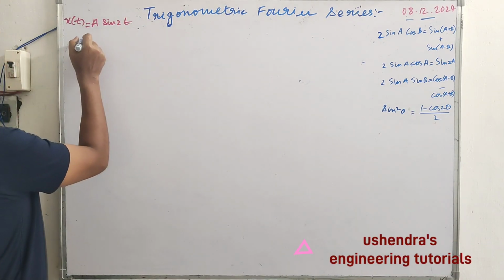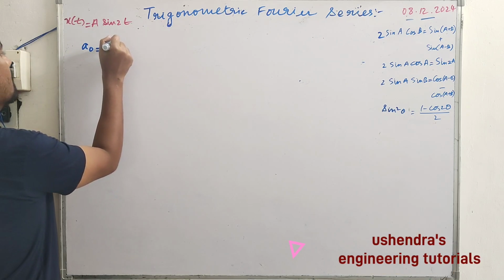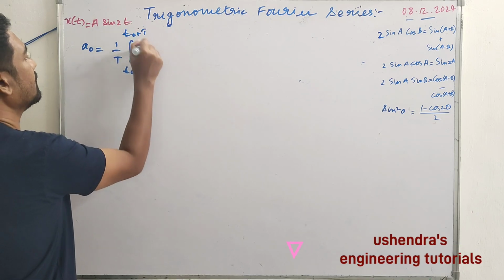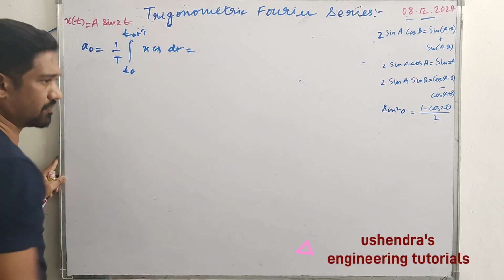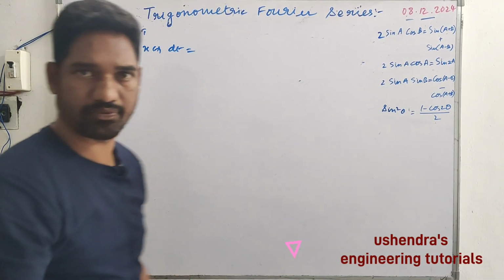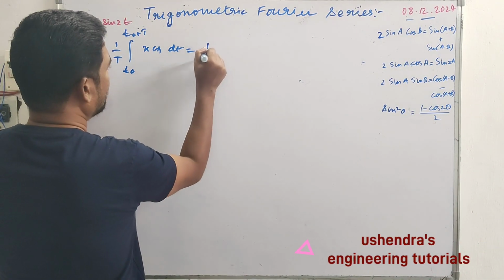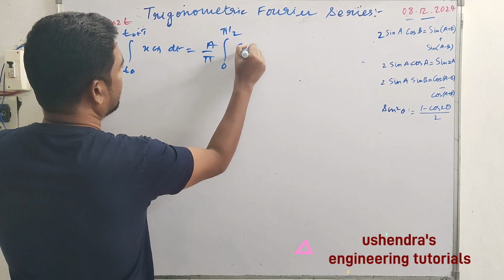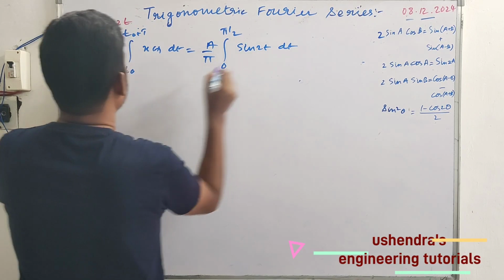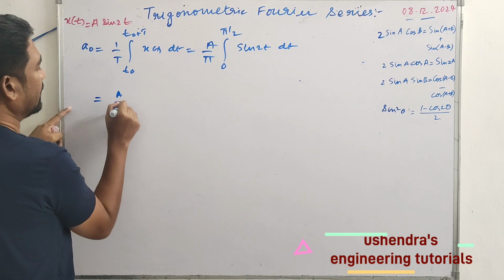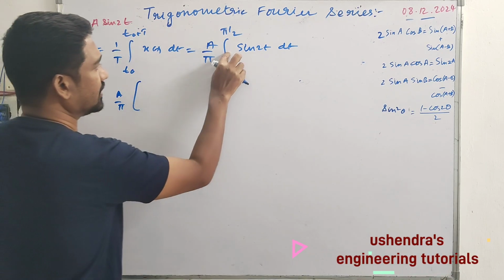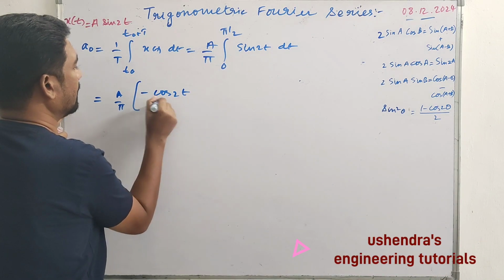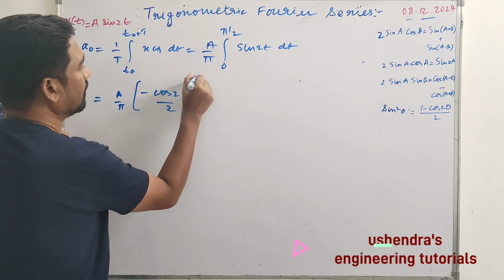Now, how about a naught? The general expression for calculating a naught in any trigonometric Fourier series is 1 by T integral from t naught to t naught plus T of x of t dt. Now for this waveform, T is pi and the integration is from 0 to pi by 2. x of t is a sine 2t dt. Expanding this, a by pi as it is, the integral of sine theta is minus cos theta, so minus cos 2t by 2, and the limits are 0 to pi by 2.